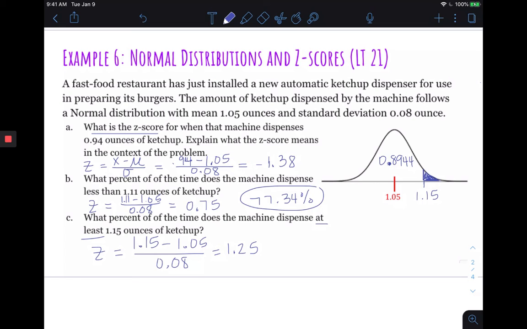So make sure if it's asking for greater than or at least, we don't want to leave it like that. We want to do 100% minus, I'm converting the 0.8944 to a percent, 89.44%, and just subtract those. And then that's the answer.